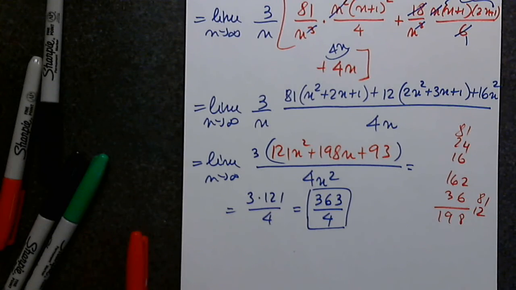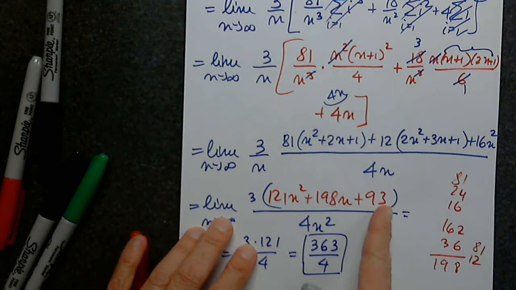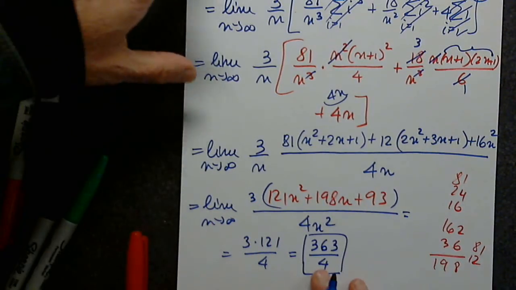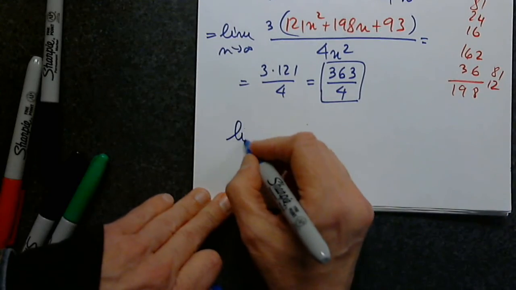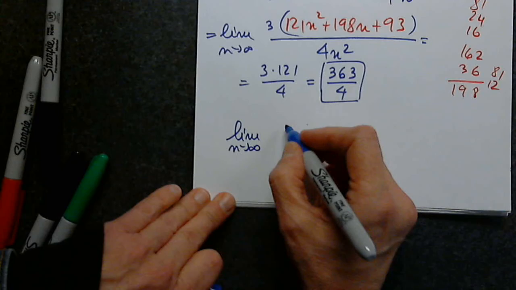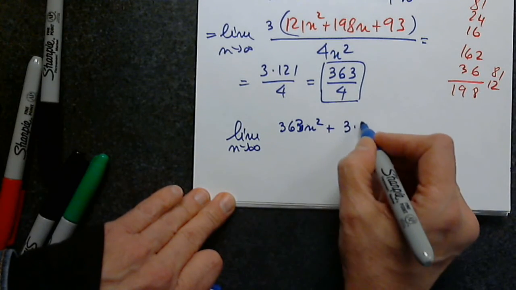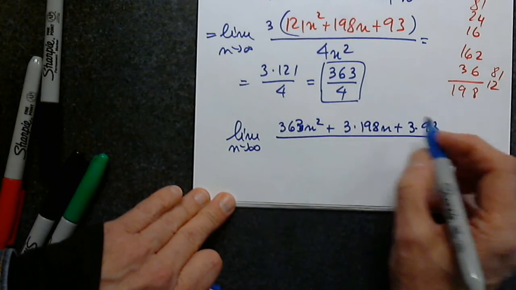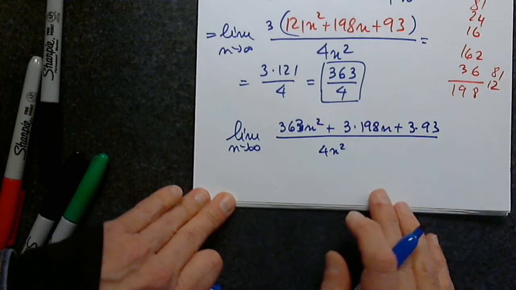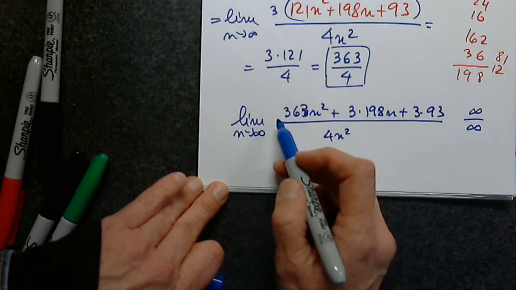Any questions? Why is it 3 times 1? Yes, because I have to distribute to all three. So after I distribute to all three, I have the limit as n approaches infinity of 363n squared plus 3 times 198n plus 3 times 93, divided by 4n squared. So it's infinity over infinity. I can use L'Hopital's rule. So I bring 2 in front.